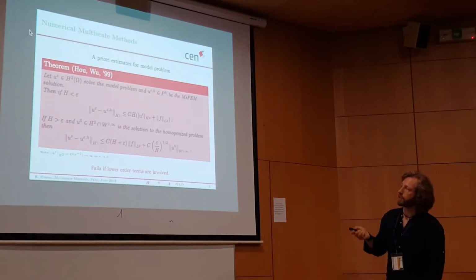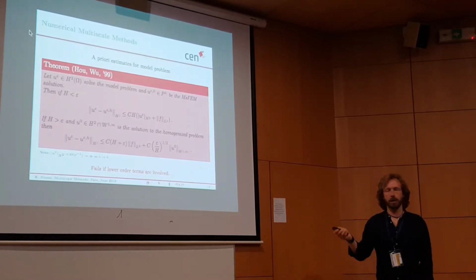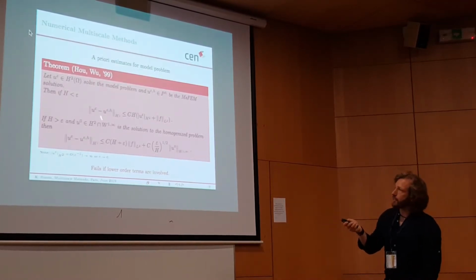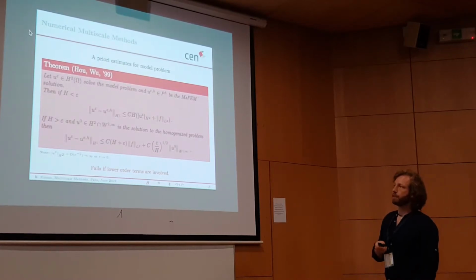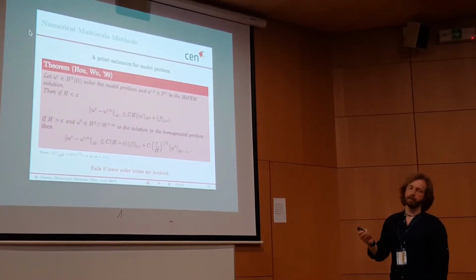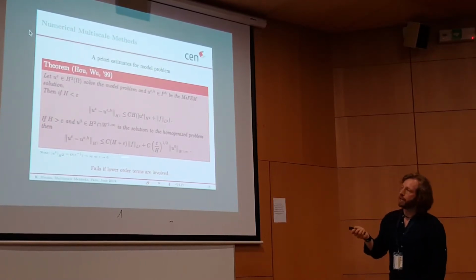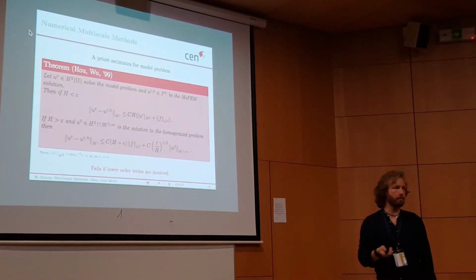What you end up with then is a method that allows estimates like that. H is your coarse scale, and u0 is the solution of the effective problem. For this kind of problem, you know the homogenized problem. It basically tells you that if you resolve all the fine-scale oscillations, you end up with a method that looks like a standard finite element method. If you don't, you approximate the average correctly. That's the point.